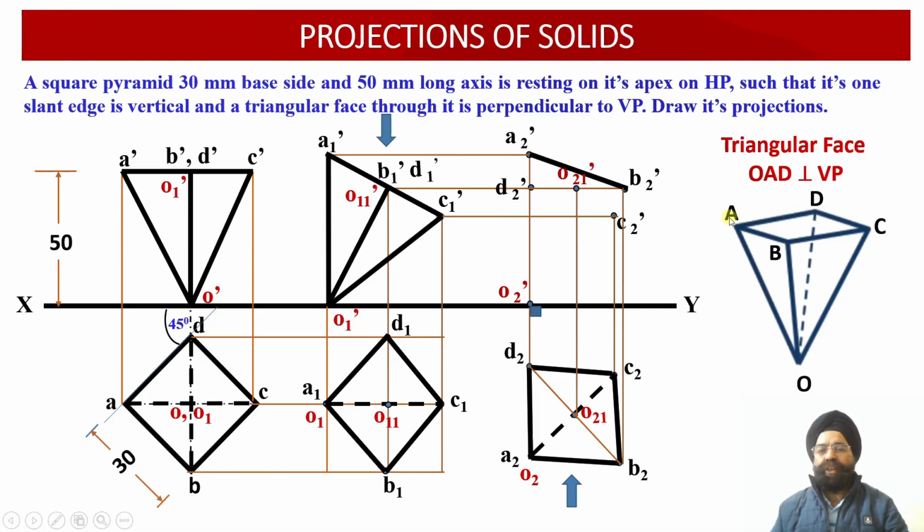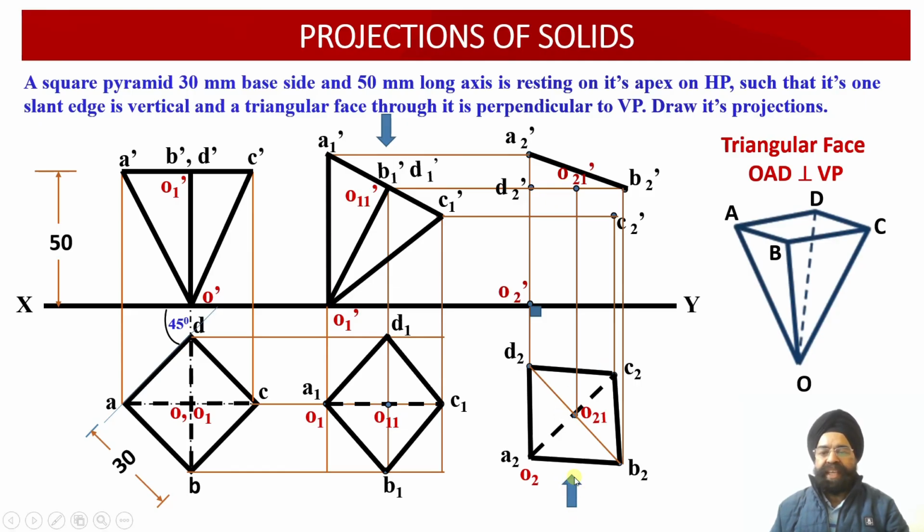We need to join this face A, B, C, D, that is A2 dash, B2 dash, C2 dash, D2 dash and A2 dash. And next 4 slant edges we need to join: O2 dash, A2 dash, O2 dash, B2 dash, O2 dash, C2 dash and O2 dash, D2 dash. But which one of these edges will be drawn using object line or dark line? Which ones will be drawn using the hidden line or the dotted line?